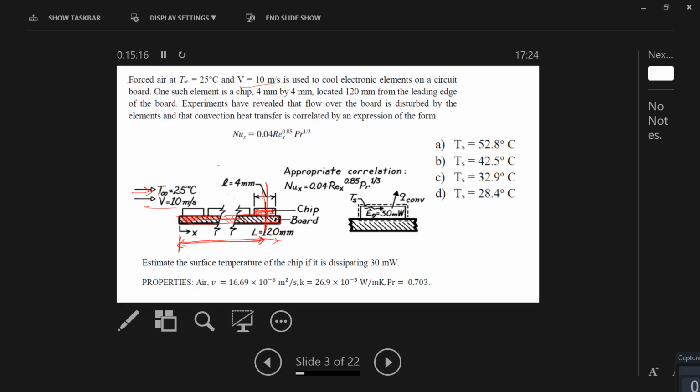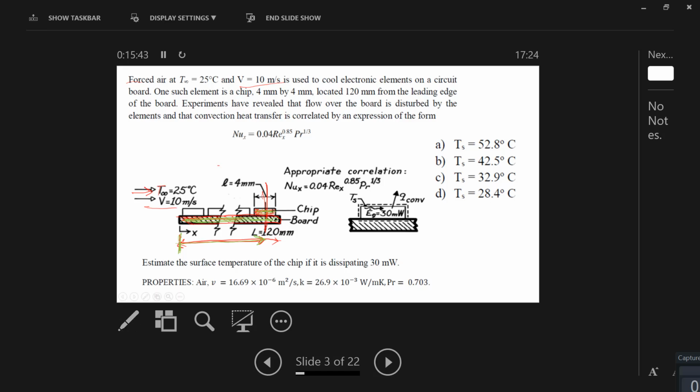One such element is a chip 4 by 4 millimeter located at 120 millimeter from the leading edge of the board. So if this green one is the circuit board and this is the leading edge, then 120 millimeter from the leading edge is where the chip is present. So this is the chip.